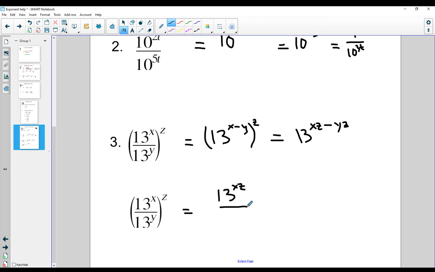And then with the power of a power rule, every exponent needs to be multiplied by your exponent. So then 13 is going to have yz as my exponent. And then if I want to do division, I do 13 and I subtract my exponents because I'm dividing. And so xz, take away yz. And you see that they're the same. So you can go either direction, whichever makes more sense and feels simpler for you. You decide. But you're going to end up with the same thing either way.